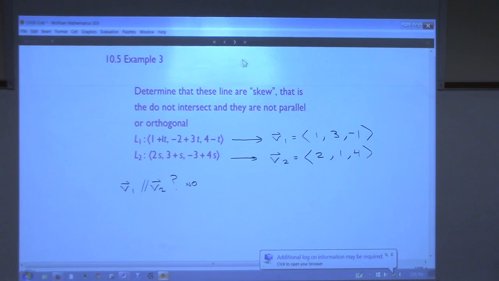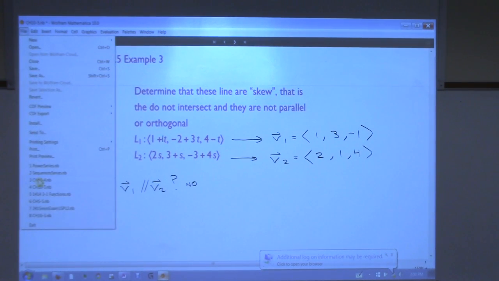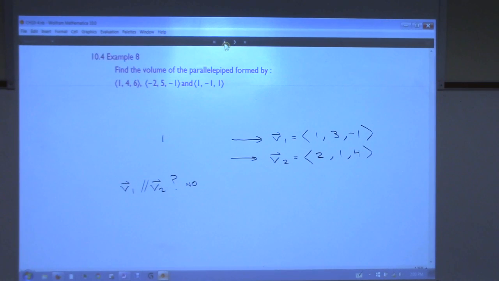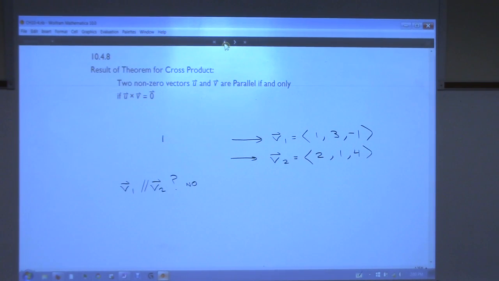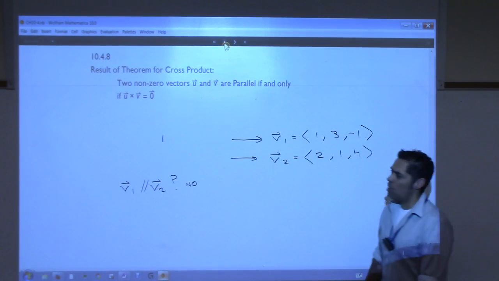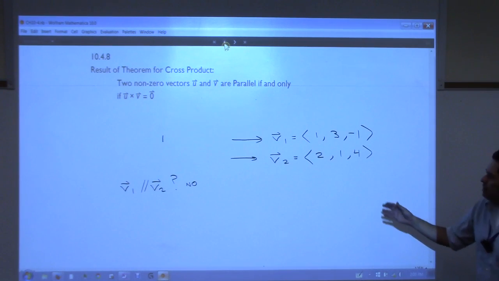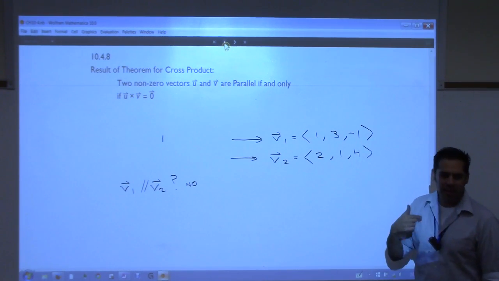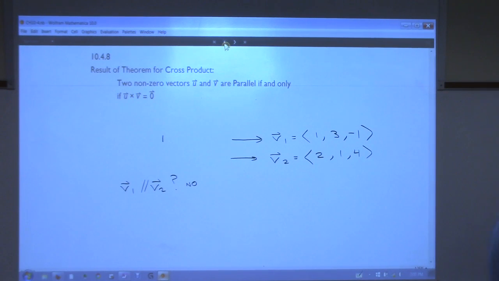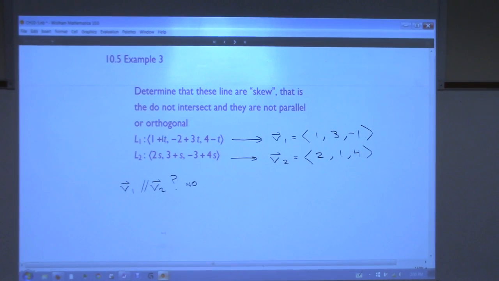How else could you check? Cross product. So you've got to go back and look at last class. It was one of those theorems. Here we go. Two non-zero vectors u and v are parallel if and only if the cross product is the 0 vector. But cross products suck, don't they? Computing cross products by hand. So I think it's easier to just look and see that they're not scalar multiples. But you could use that. Okay, so they're not parallel.